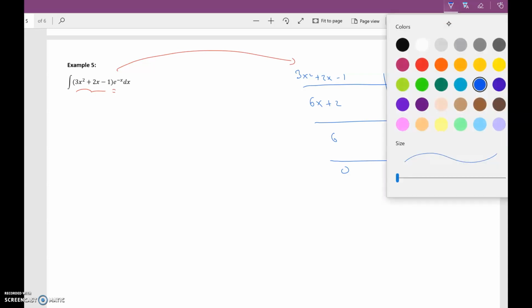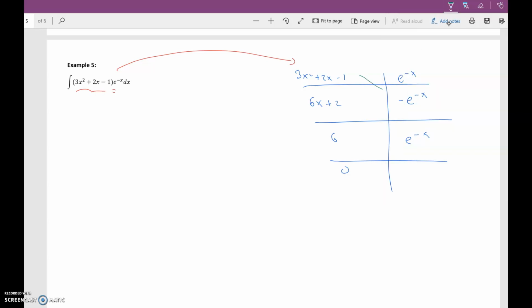The pairing of this function is going to be in the following form. I'm missing one. So this is negative e to the negative x. And then technically the 0 is not going to do anything. So then we're going to start with plus, minus, and plus.